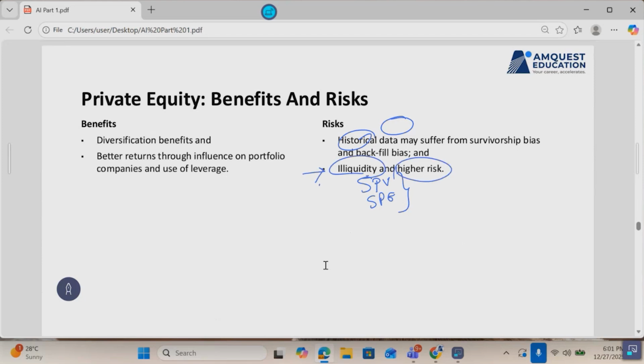It's not like you bought a share of Reliance or Infosys and can sell it. Here you can't sell because there's no market. So what will you do? You'll have to go and search for another venture capitalist buyer who's probably interested in buying it. So illiquid, high risk, and obviously a historical database of them may not be available, so you may have survivorship bias and backfill bias. That's a bigger problem. Clear?